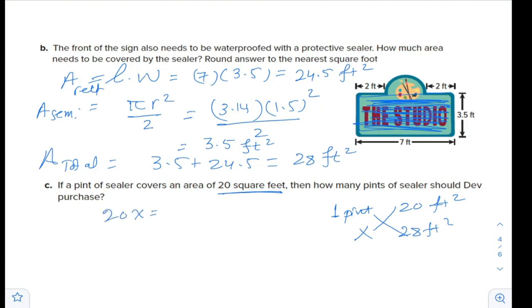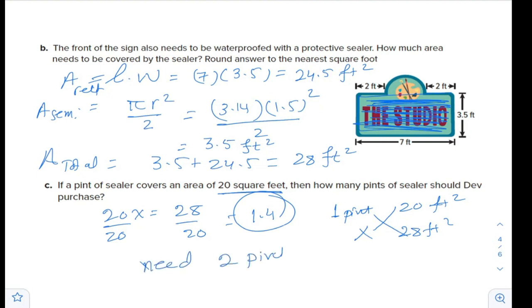So 20x is equal to 28, or directly you can know that it's 28 over 20. If you divide 28 over 20, it will be 1.4. Of course, you are not going to buy 1.4 pints, so you need 2 pints at least. Great.